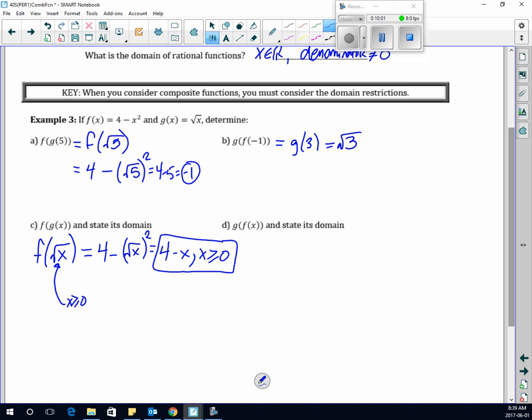Now g of f of x. x goes in and I have f of x coming out. So then I'm going to be finding g of 4 minus x squared. Was there a restriction going in? No, it's a parabola. So then when I come out here, this is now 4 minus x squared. Oh my gosh, no.